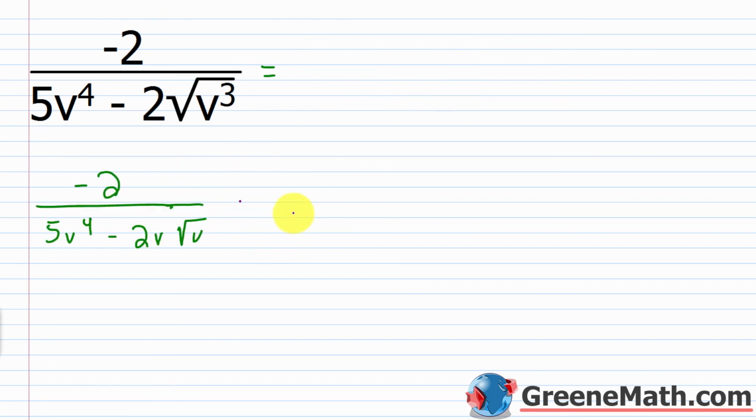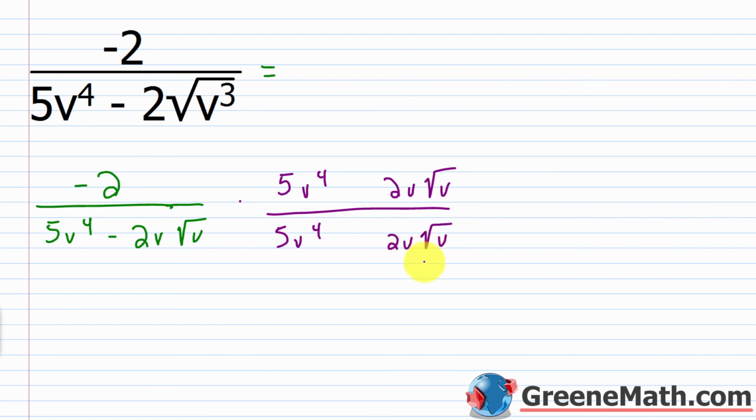And so now I want to multiply the numerator and denominator by the conjugate of the denominator. So the terms are the same, 5v to the 4th power and 2v times square root of v over, we have 5v to the 4th power and 2v times square root of v. The signs are going to be different, right? So this is a negative, this will be plus and plus. All right, so in the numerator, let's start out. Negative 2 times 5 is negative 10. So that's negative 10. And then we have v to the 4th power. Then negative 2 times 2 would be negative 4. And then times v. And then times the square root of v.